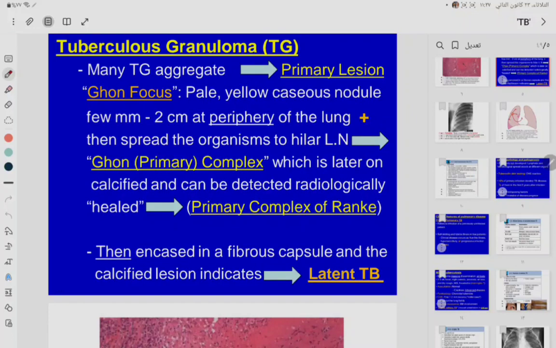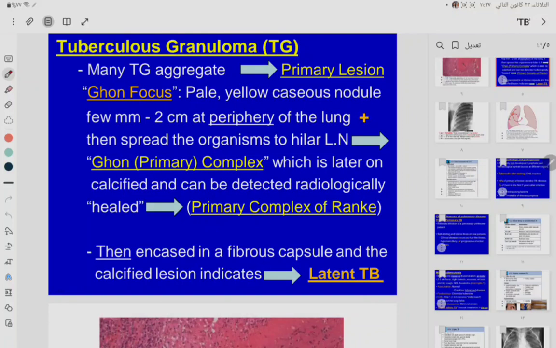When the hilar lymph nodes are involved, then eventually, as a protection, the body will contain these granulomas and cause calcification to contain the infection within that. Eventually it will be called the primary complex of Ranke. So we'll see a lymph node plus a calcified Ghon focus, encased in a fibrous capsule, and calcified lesions indicate latent TB.